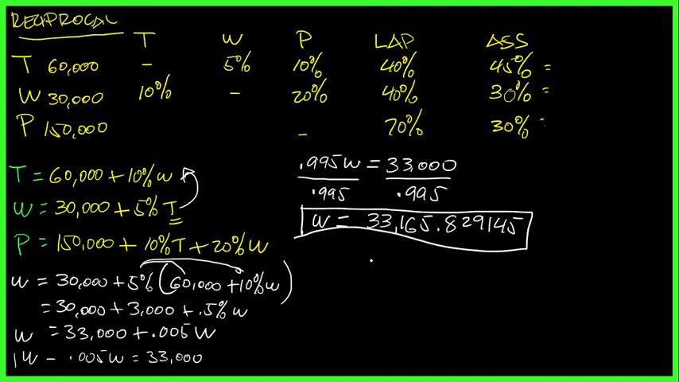Next, now that we have W, we can now compute for T. Okay. So, let's compute for T. T is equal to 60,000 plus 10% of 33,165.829145.